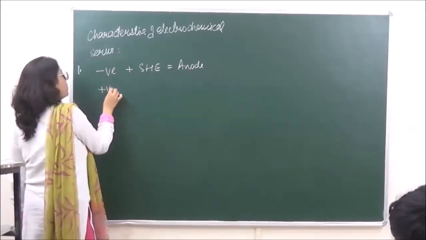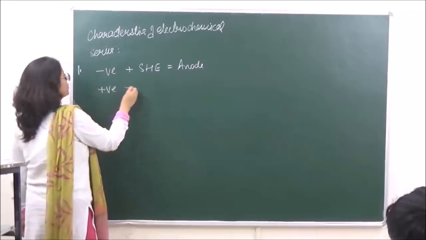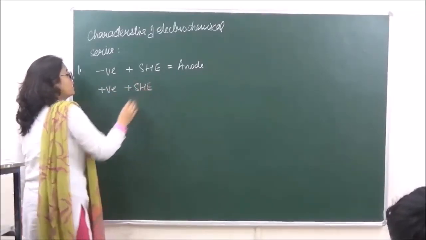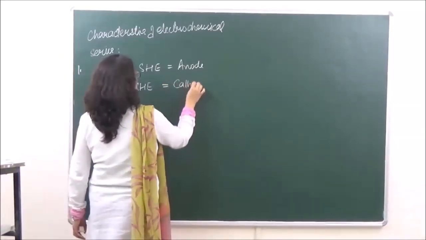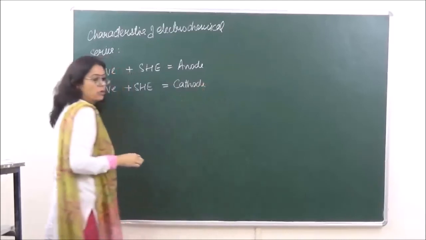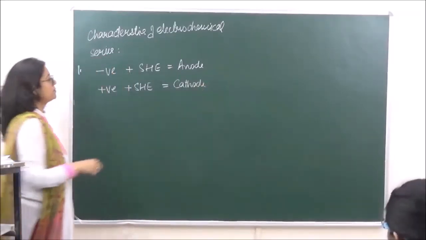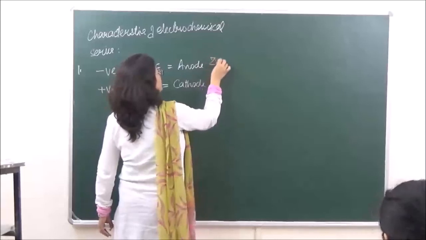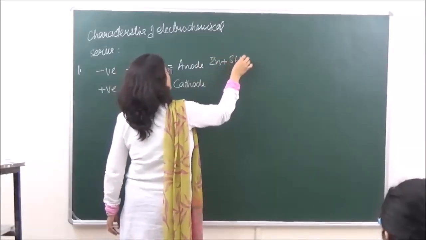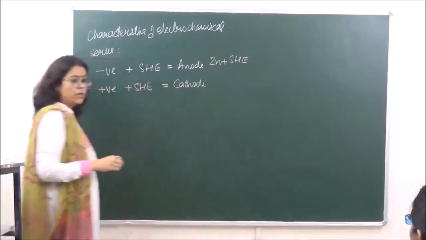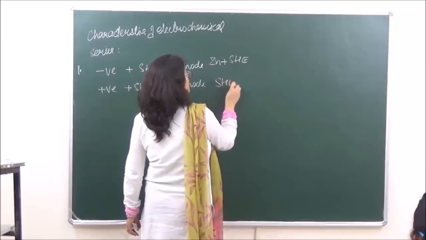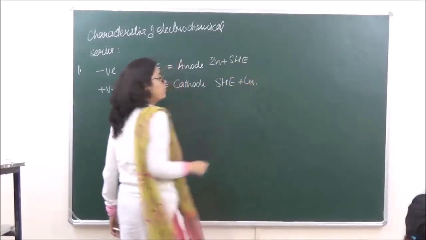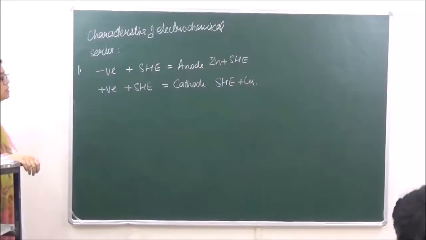Whereas, if we have a positive value of electrode potential and we are joining it with SHE, it is going to be at the cathode. So if you are taking the zinc plus SHE couple, zinc will be at the anode on the left hand side, and if we are taking a positive potential of say copper, then copper would be taken at the right. That is the cathode.